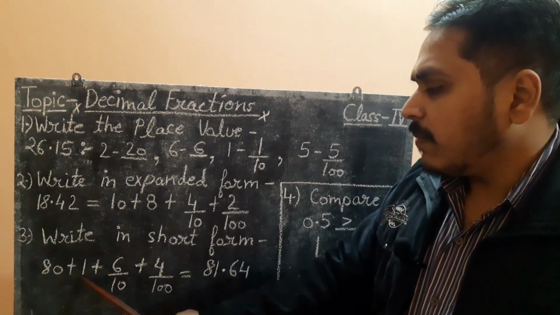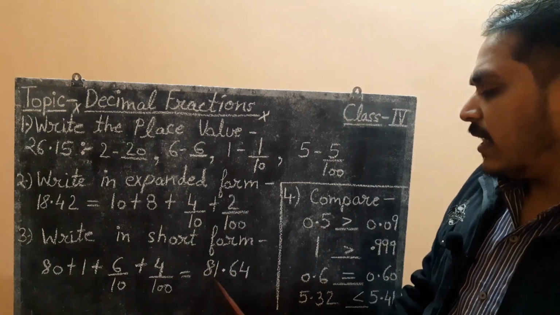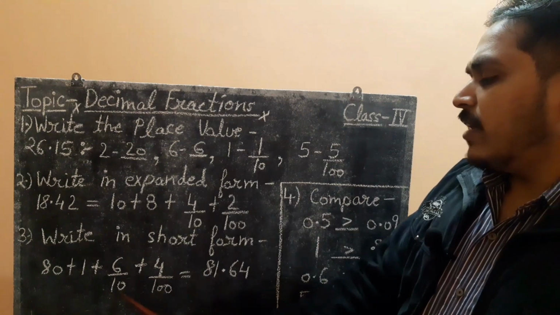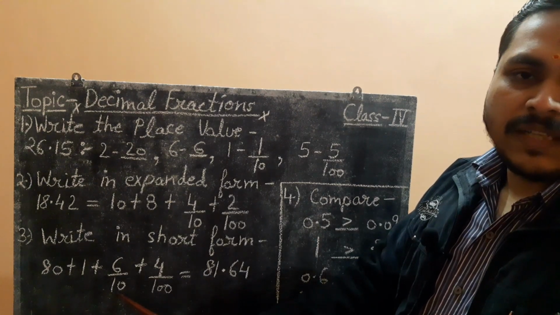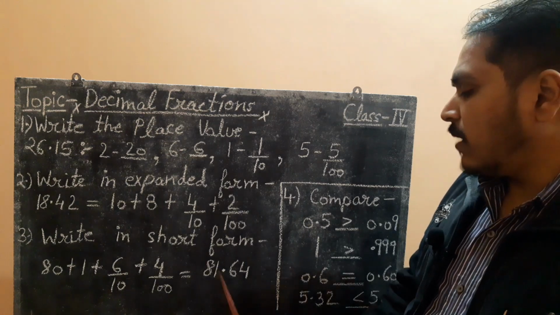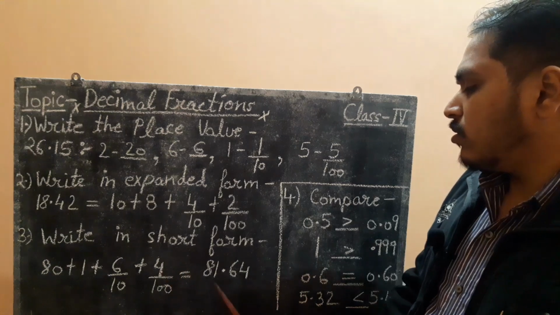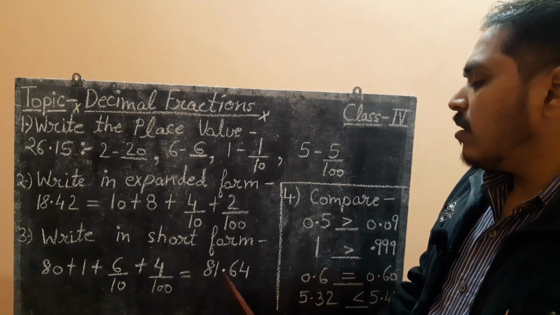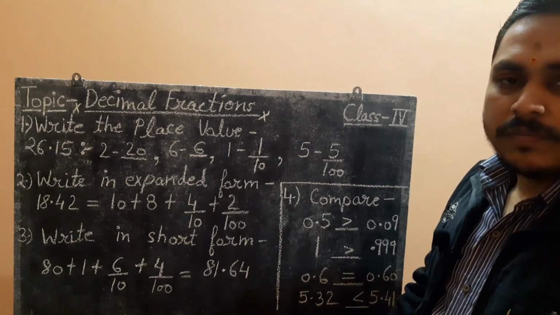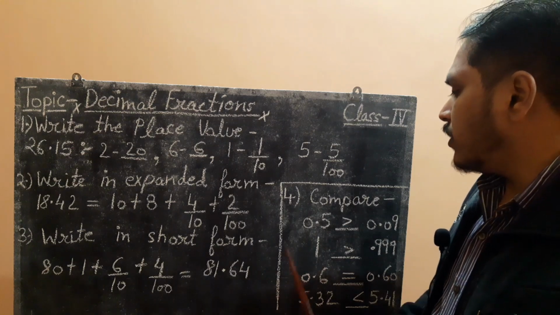So 80 plus 1 will be 81, and from where the 10th place value has started, you will put a decimal there and then write 6 and 4. So the answer is 81.64.